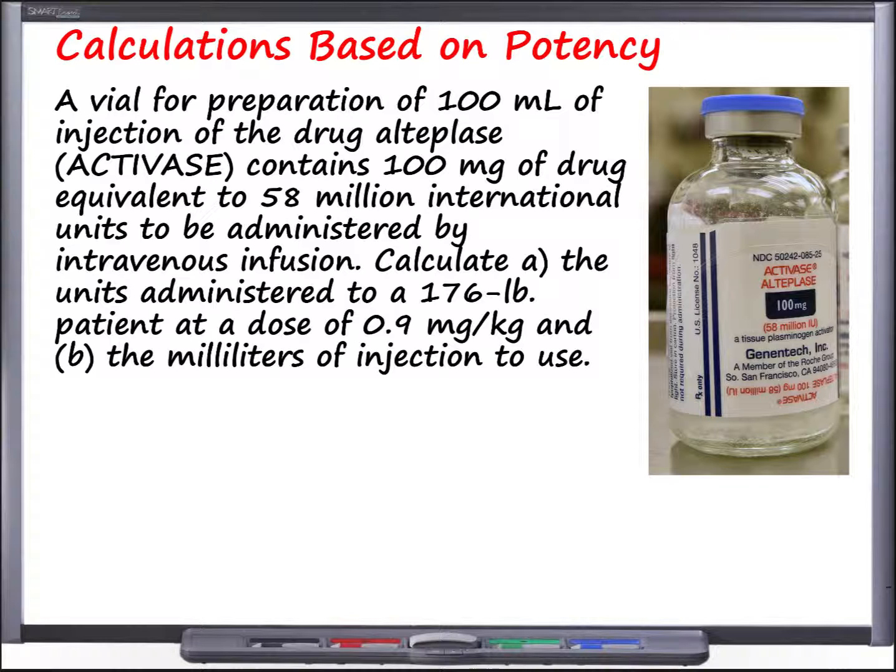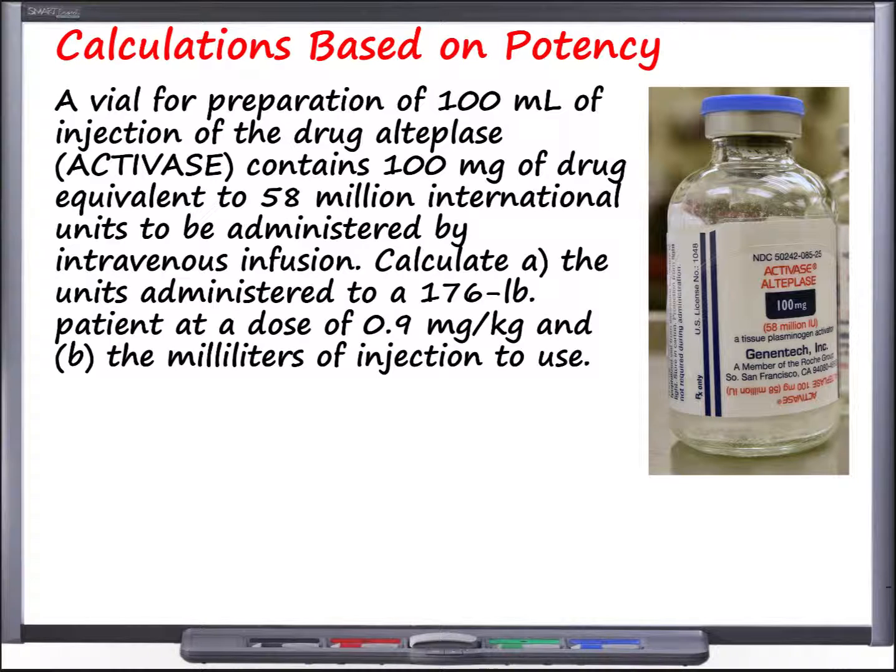Now we can look at the question, and obviously we need it for one of these reasons, but we have a vial for preparation that contains 100 milliliters of injection. Okay, so the volume is 100 milliliters. In that volume, it's going to contain the drug alteplase, and it's going to have a total of 100 milligrams of drug, which is equivalent to 58 million international units. And we're going to use this drug to administer it via an intravenous infusion. And the question asks us to calculate a couple of things.